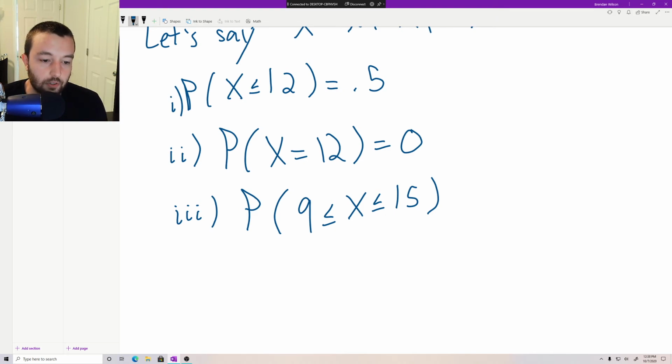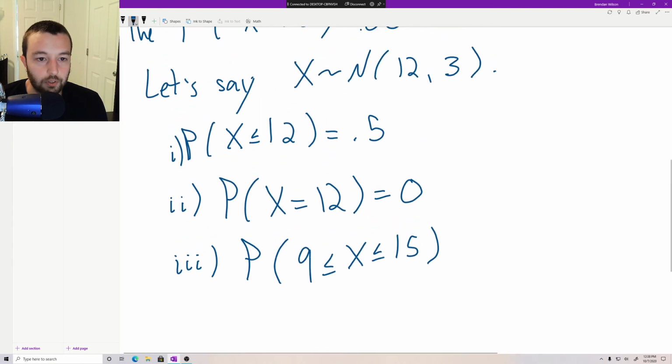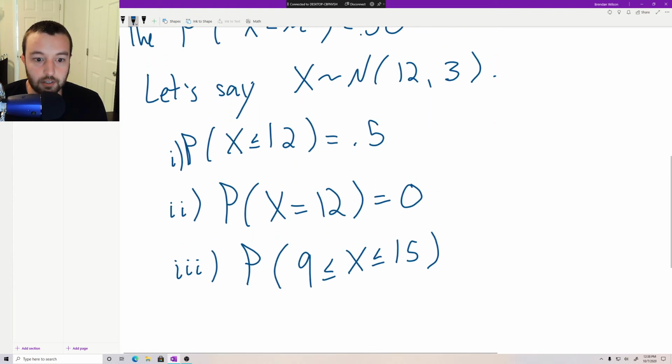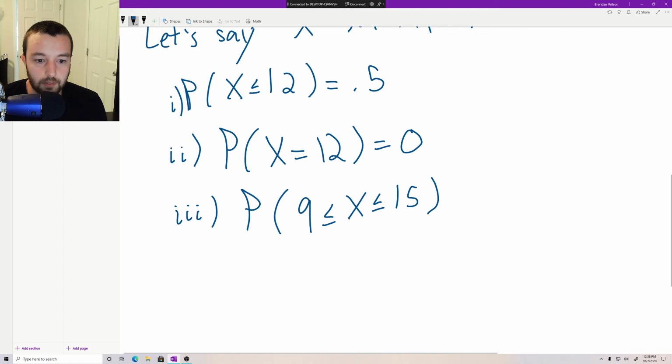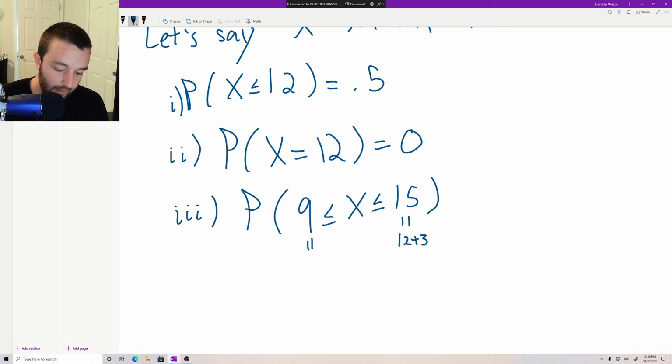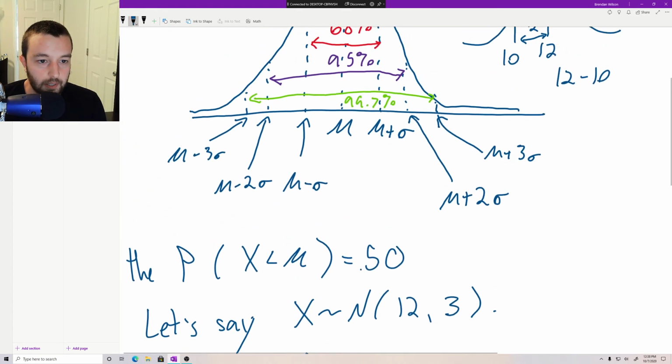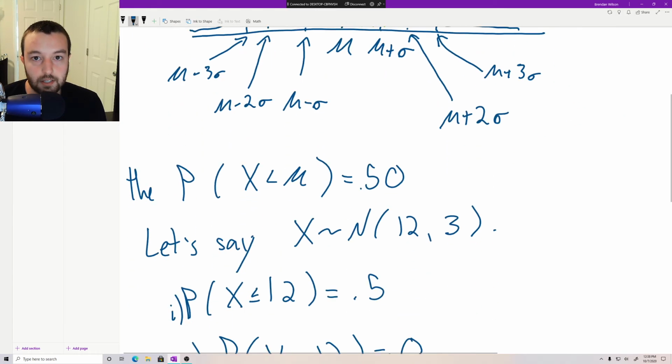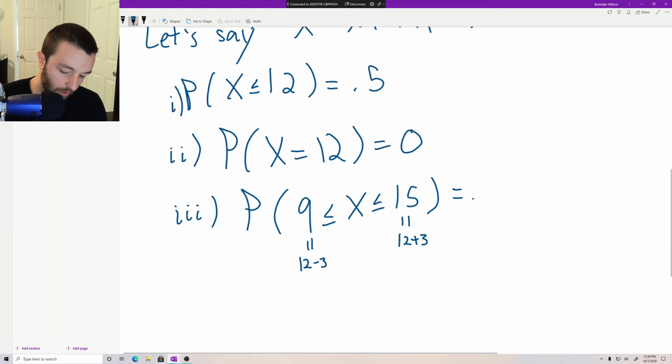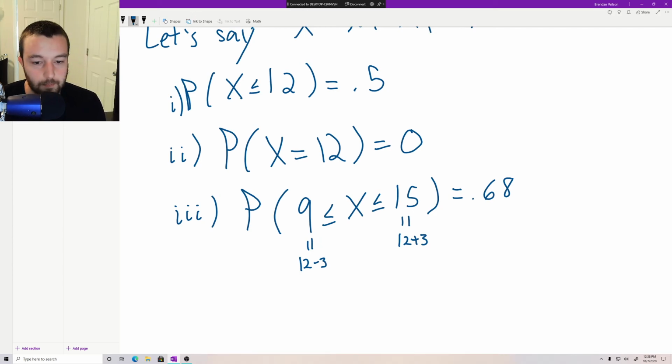What's the probability that x is greater than 9? You can have equal to, or it doesn't really matter, like I said, or less than 15. Well, notice this is within one standard deviation of the mean, right? 15 is equal to 12 plus 3. 9 is equal to 12 minus 3. So from the empirical rule, this should be 68%, or 0.68. Okay. So it's the same thing we were looking at last time. I'm just writing it in terms of probabilities this time.